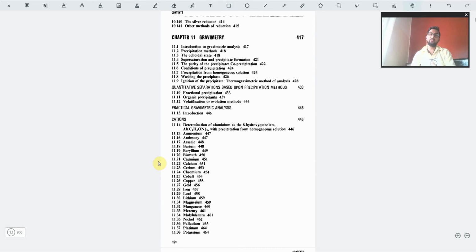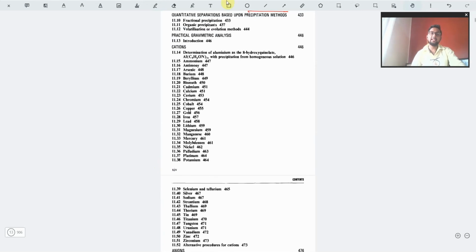Then we have gravimetry, also one of the most important and most basic concepts of analytical chemistry, which is used for certain methods of analysis. So first of all, what is colloidal state? Basically, gravimetry is normally the formation of colloids, or you may say heavy particulate masses in the solution, so that the complex that is formed may sediment, and then after we filter it, we can calculate the mass of the complex which is formed. So we have to purify. Co-precipitation is a technique. Then we have washing the precipitate and thermogravimetric method of analysis.